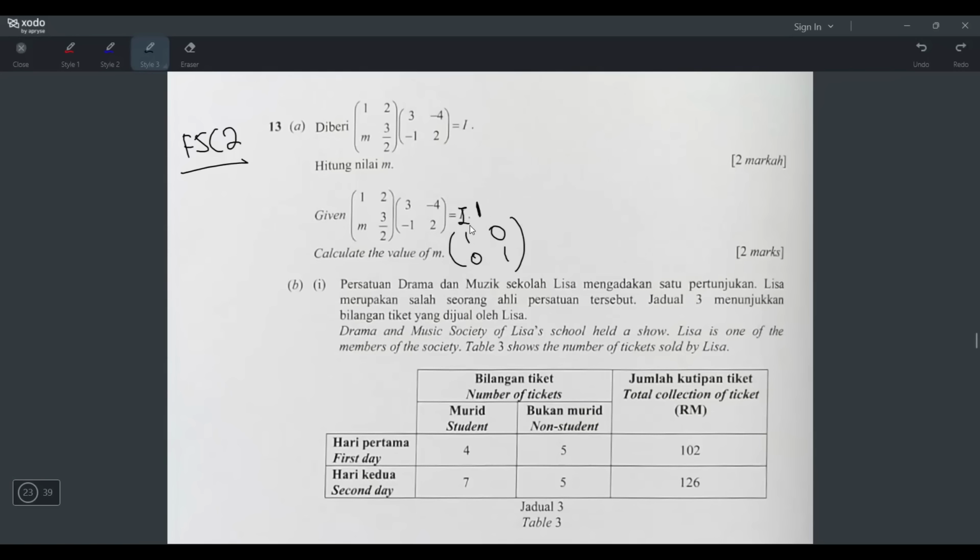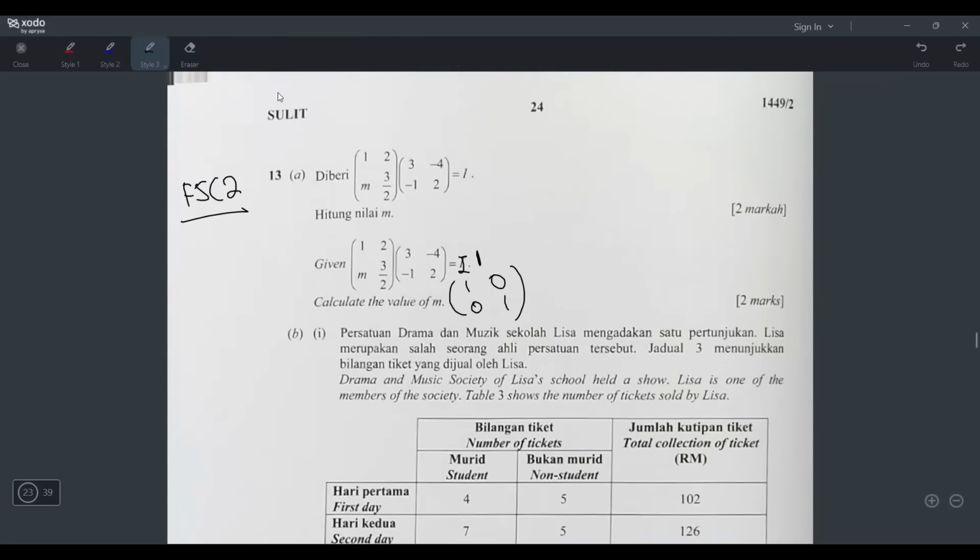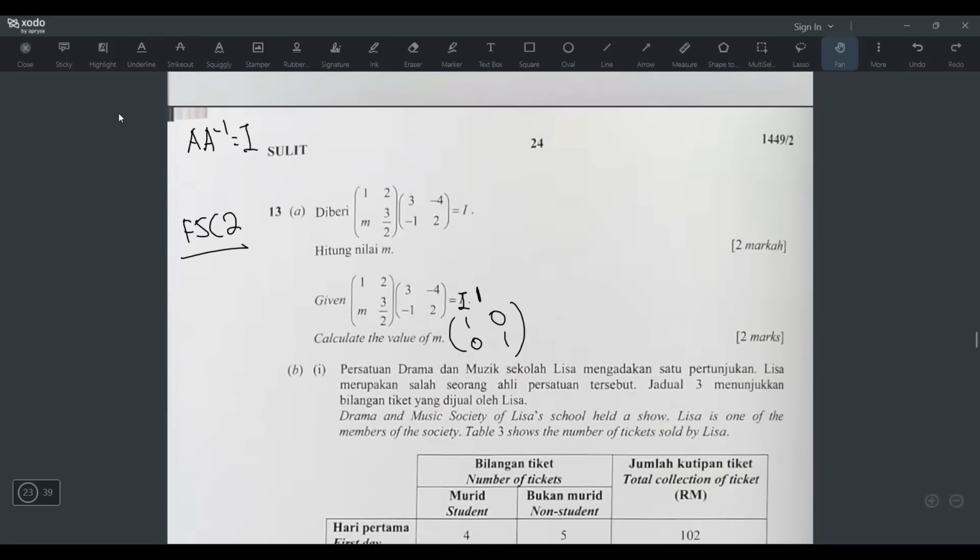Actually there are two methods to solve this question. The first method is you just find the inverse of this, and then compare with this. Because when any matrix is multiplied by its inverse, you get I. There's a formula you learned in inverse matrix: when you take any matrix times its inverse, you will always get back the I. Because inverse is like divide. It's like A divided by A, so you get back 1, you get back the identity.